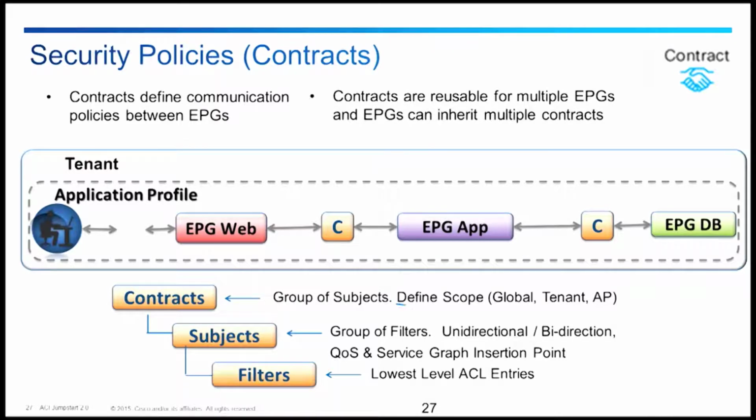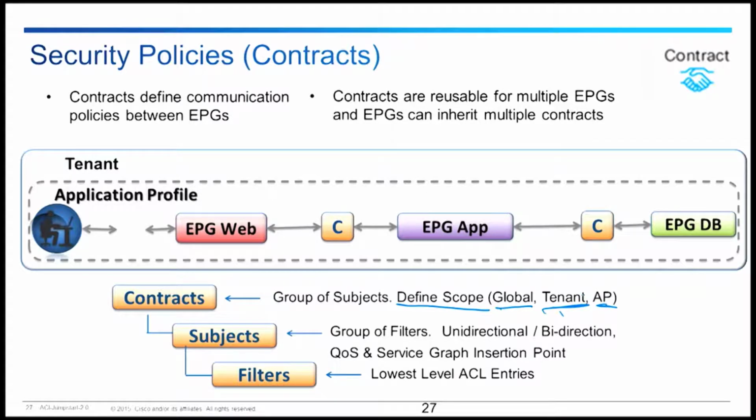At the very high level, we've got our contracts, and in our contracts, we're going to define the scope. Where is this contract available? Do I want it available to anybody in the fabric? Do I want to restrict it to a certain tenant? Or do I even want to tie it down so that only certain application profiles can access this contract?